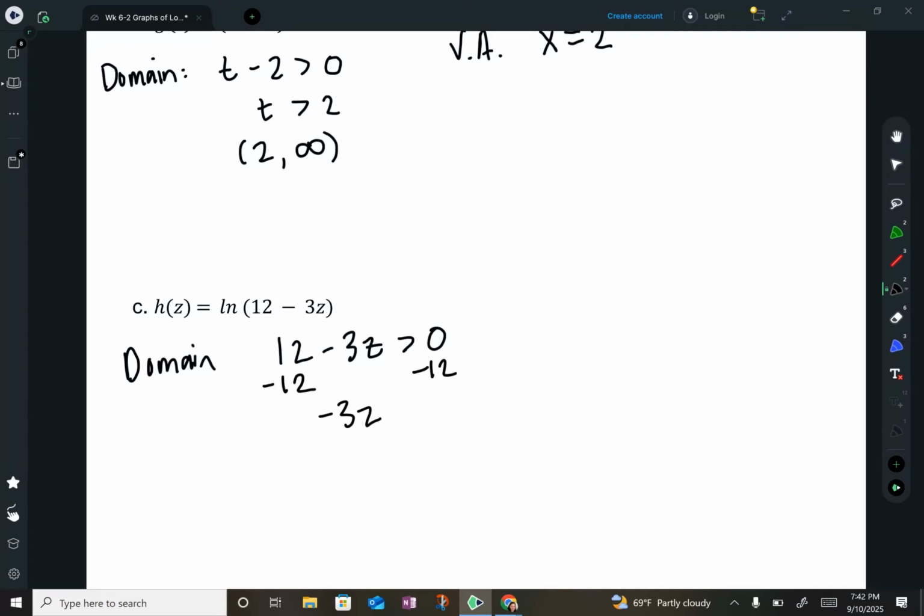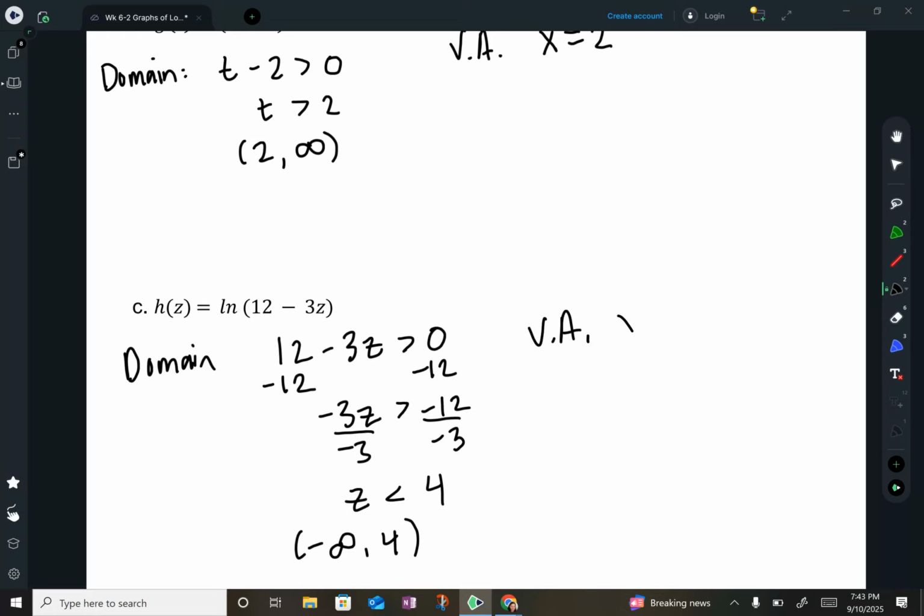Minus 3z is greater than negative 12. Divide by negative 3. Remember, when you divide by a negative and you're solving inequalities, you switch the sign. So z needs to be less than 4. So my domain is minus infinity up to 4. All right? And my vertical asymptote is going to happen at 4. That would be what's inside the natural log is equal to 0.